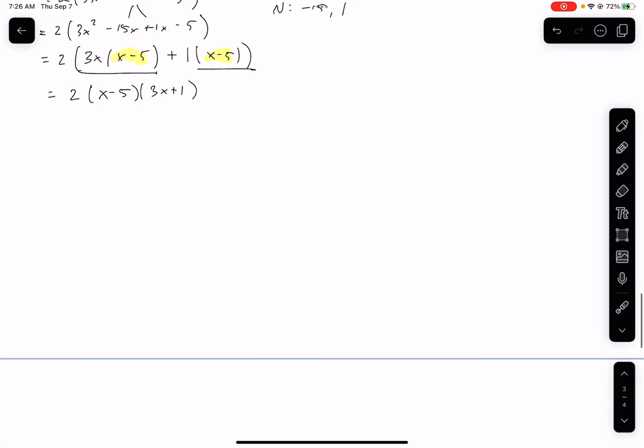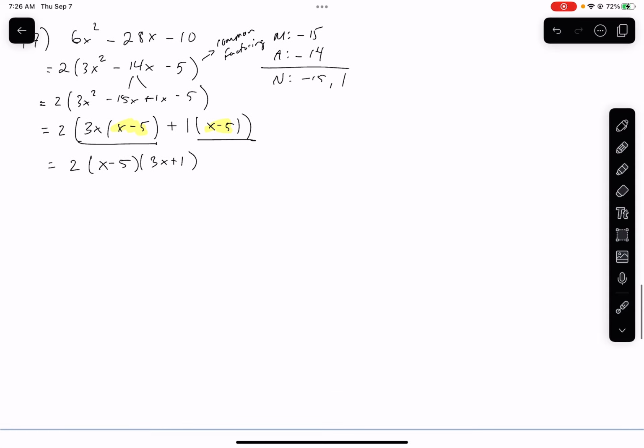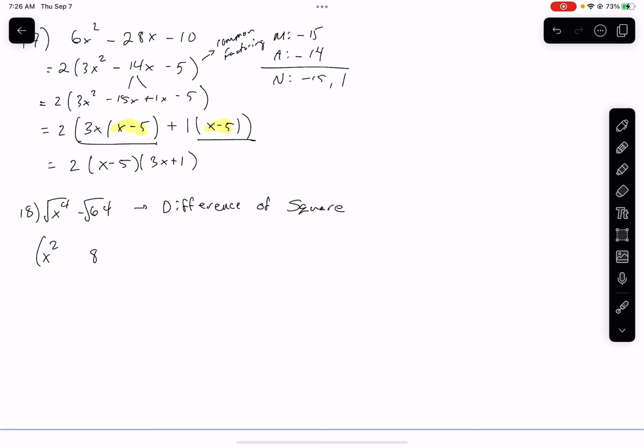Okay, so number 18. Number 18 is x to the power of 4 minus 64. This to me looks like a difference of squares. Although it doesn't have a square in it, it has a power of 4, and you can still square root x to the power of 4. Turns out when you square root x to the power of 4, it turns into x squared. And when you square root 64, it's 8. And we know with difference of squares, we're going to write it twice.